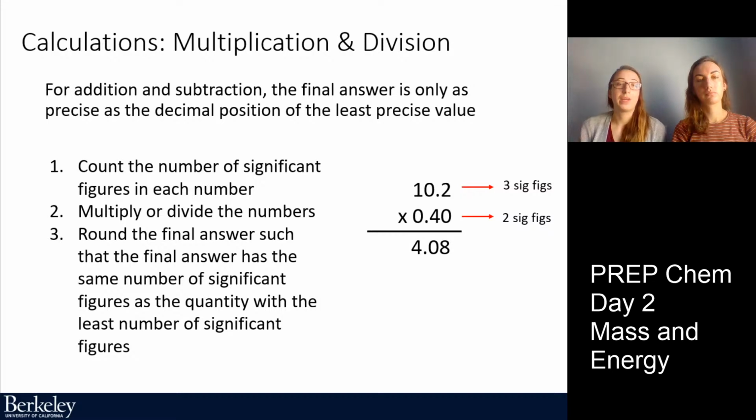But then for multiplication and division, unlike addition and subtraction, you would want to round the final answer such that the final answer has the same number of significant figures as the quantity with the least number of significant figures. So that's a lot of words, but the important thing to take away is that in this case, you're counting the significant figures of the whole number, not just the decimal portion. So you would want to round 4.08 so that it only has 2 significant figures, just because our number with the least number of significant figures only had 2 significant figures. So in this case, you would round 4.08 to 4.1 because that has 2 significant figures.